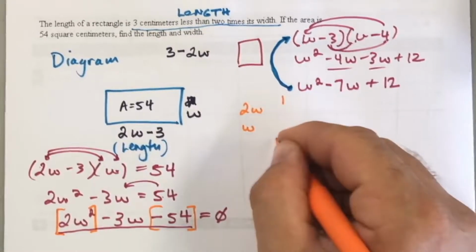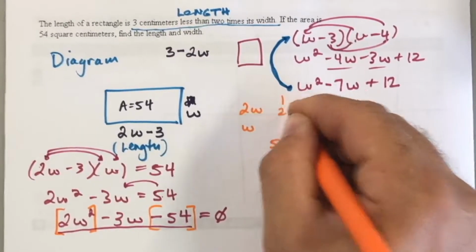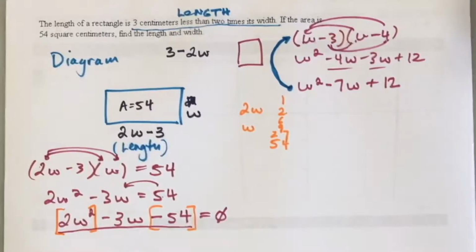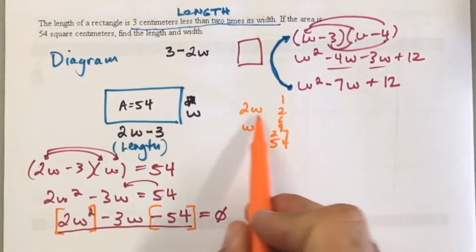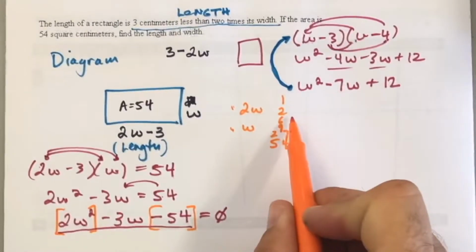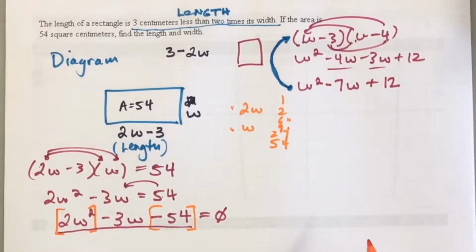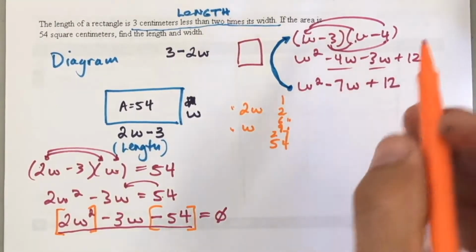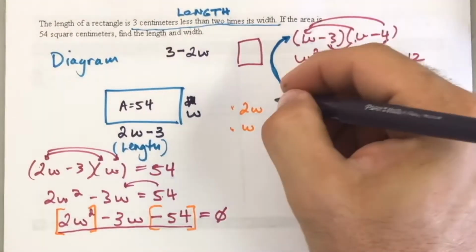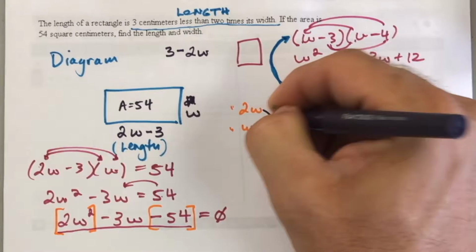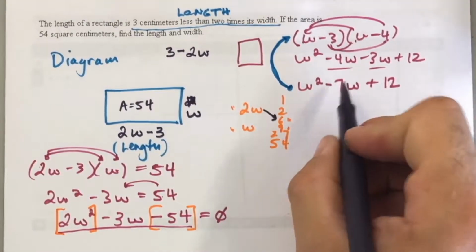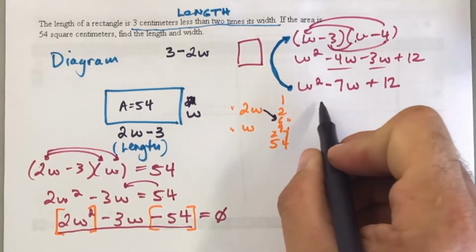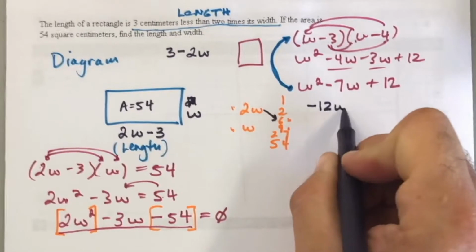Let's just use like 1 and 54, 2 and 27, and 6 and 9, right? And what I'm trying to do is match up this first term with one of these last terms here. And this is a little bit of insight into Algebra 2. And if I matched up 2W with 6, right? And I want a negative in the middle. So if I match 2W up with 6, a negative 6, let's say, I will get negative 12W.